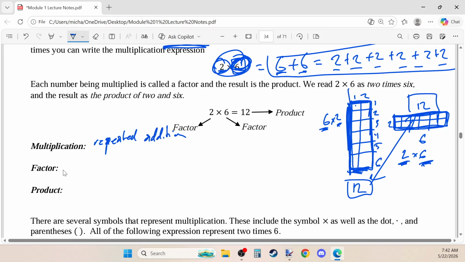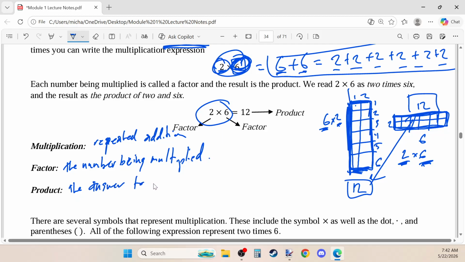A factor, the factors are the numbers you are multiplying together. And the product is the answer to a multiplication question.